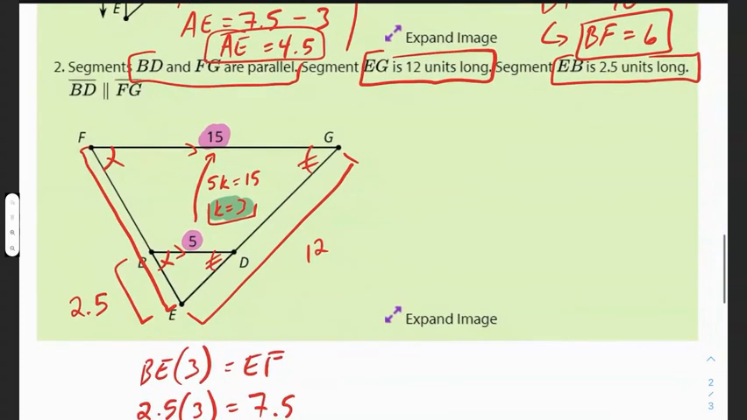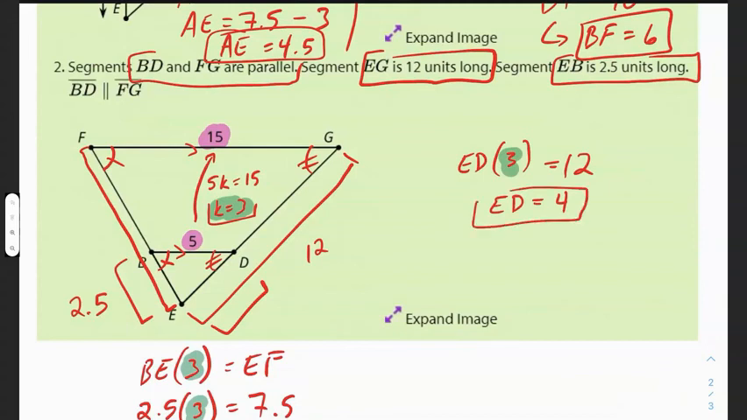Okay, what about ED? ED is the smaller guy, right? Well, you're at 12. Whatever ED was, it had to multiply by the scale factor of 3, right? Because again, all the sides need to be applying the same scale factor. So what times 3 gives us 12? Right? 12 divided by 3 is what? So 4. Okay. So that can help us find the missing pieces.